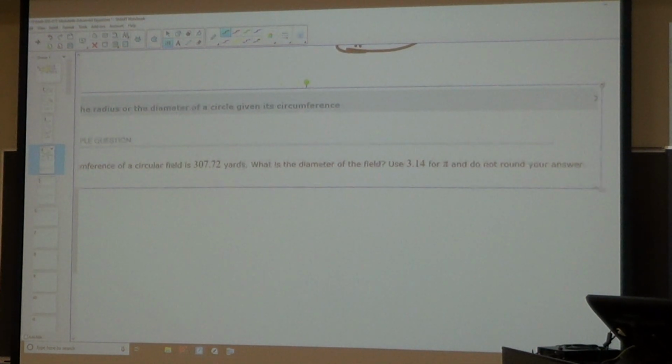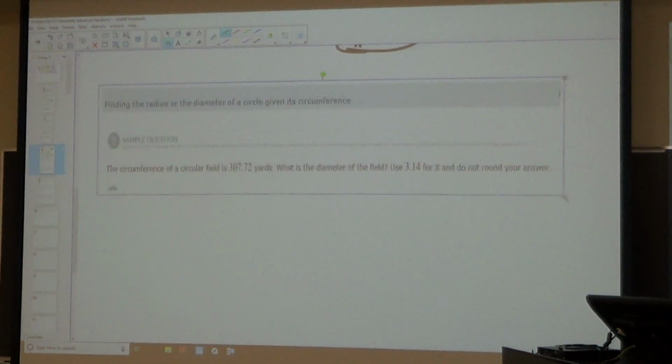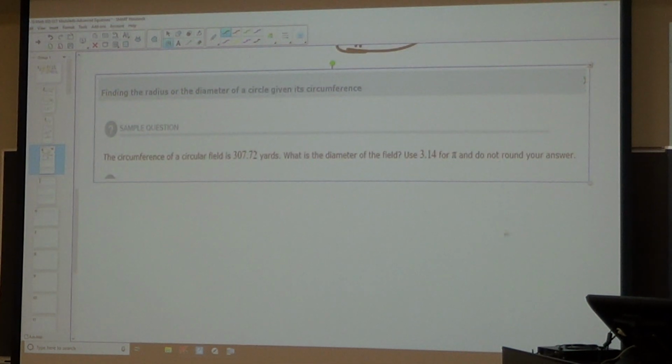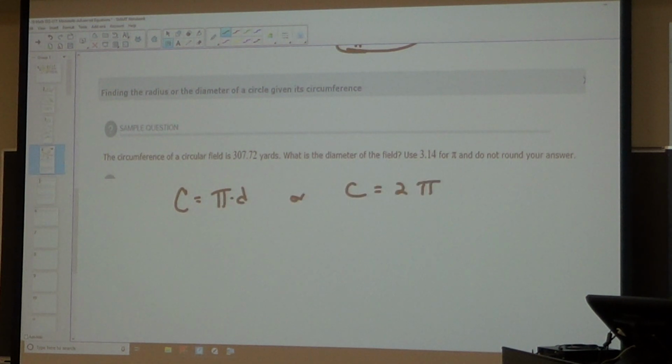All right, now for this one, a lot of y'all miss this one even though you know what you're doing. It says the circumference is blah, blah, blah. What is the diameter? Now, on your formula sheet, you have two circumference formulas: pi d and 2 pi r. But this talks about diameter, so we're going to use the diameter one.